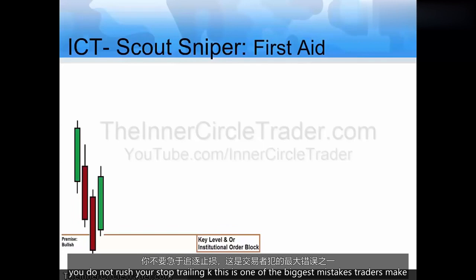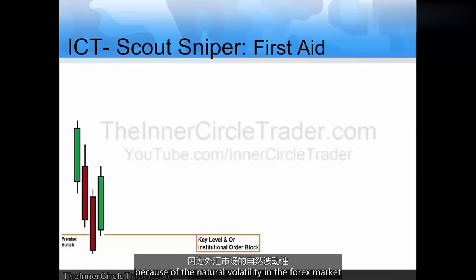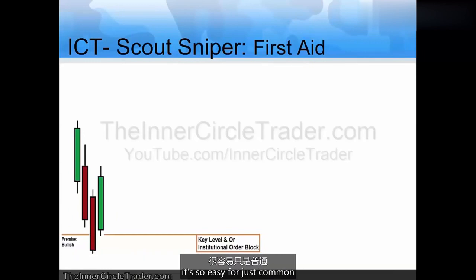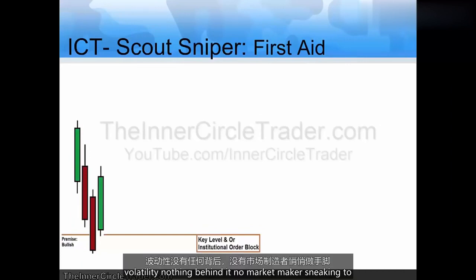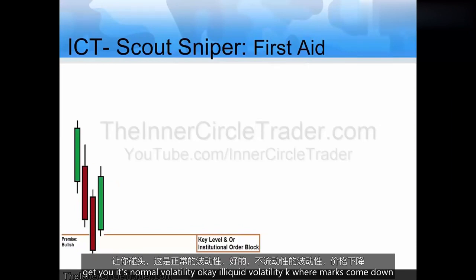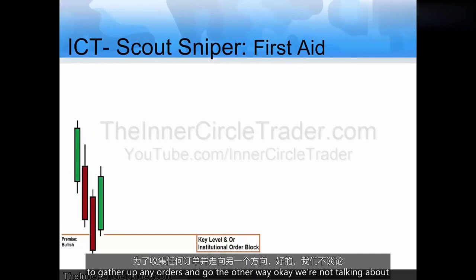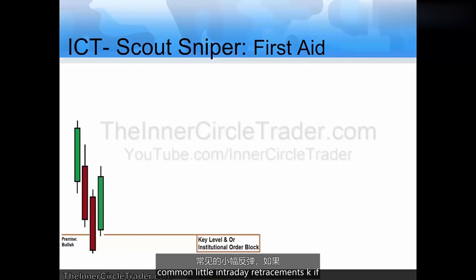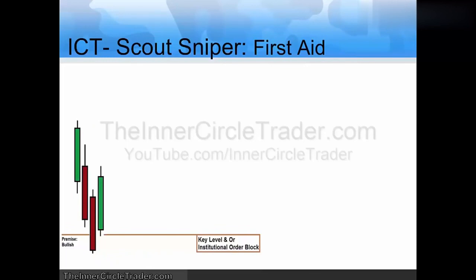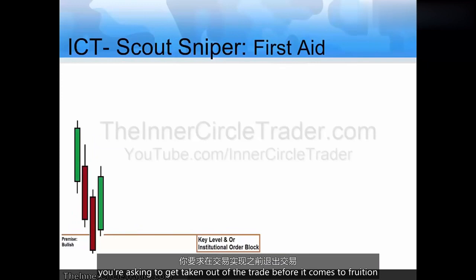Okay, this is one of the biggest mistakes traders make. Because of the natural volatility in the Forex market, it's so easy for just common volatility, nothing behind it, no market maker sneaking to get you. It's normal volatility, okay, illiquid volatility, where markets come down, fill market inefficiencies, and they take the market down to a specific level to gather up any orders and then go the other way. Okay, we're not talking about stop raids. We're just looking for common little intraday retracements. Okay, if you rapidly move your stop loss up behind market pricing, you're asking to get taken out of the trade before it comes to fruition.